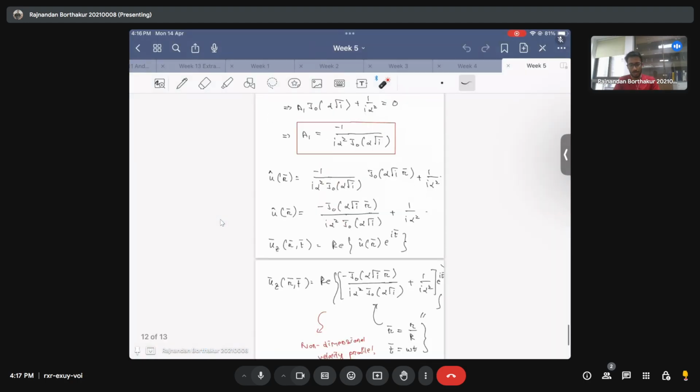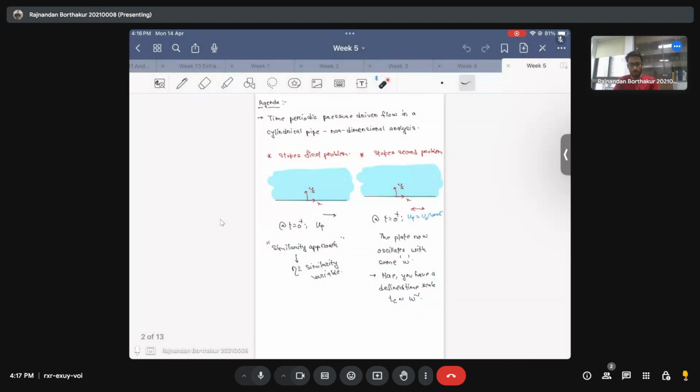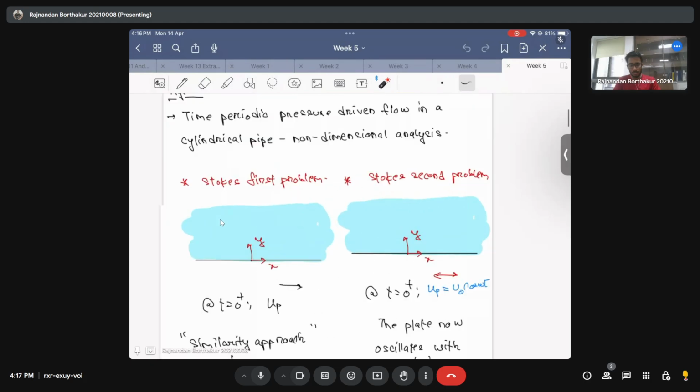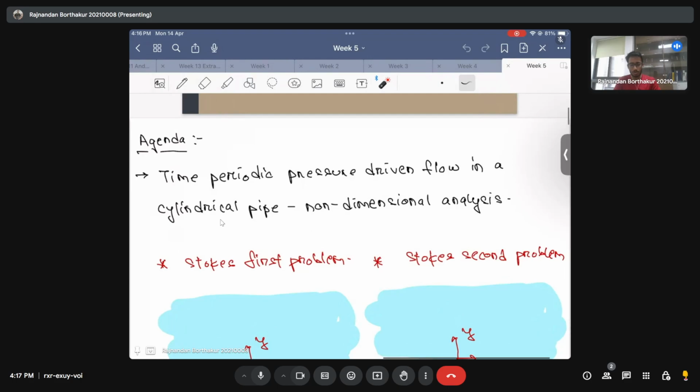And then in week 5, we went a step ahead and looked into some special problems where we saw that there were some series solutions, and where the governing equations of these problems are PDEs, unlike the governing equations until then, which were ODEs.